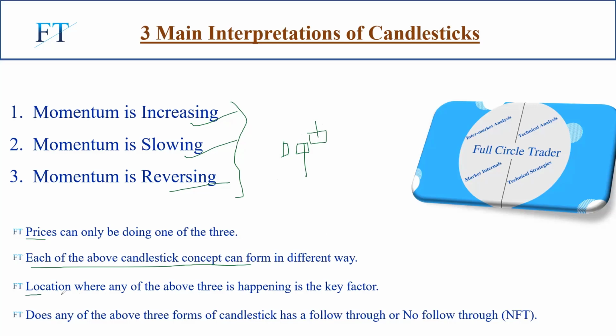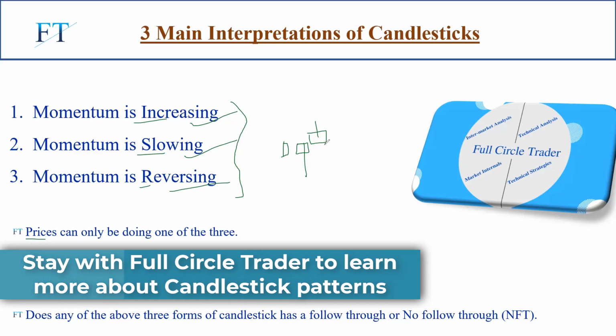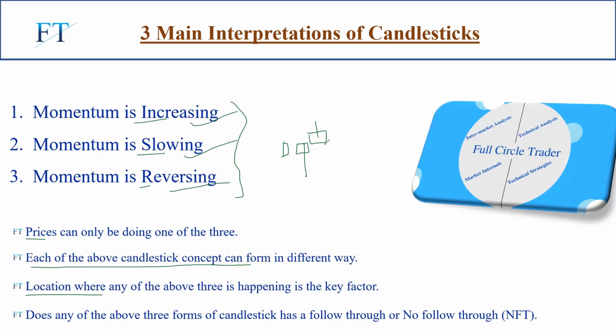Now the very important point is that the location where either of these three happens is the key factor, right? So if, let's say, momentum is increasing, where is it increasing and how is it increasing? What is the current location? So if the current location is support, but we have a big red wide range bar, what does it tell us? It tells us that buyers are not able to take control of the market, right? They are there, prices are at support, right time to buy, but still sellers are so aggressive that they have taken full control of the market and buyers are not able to win the ground.